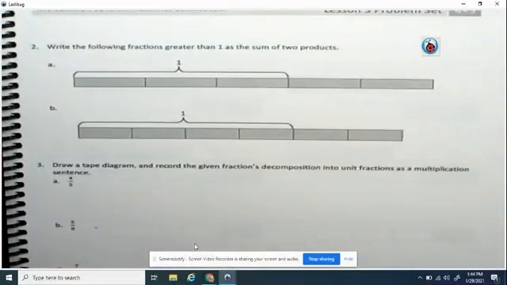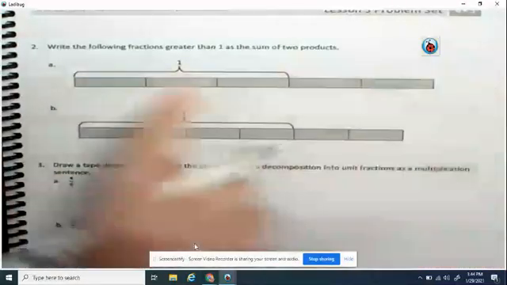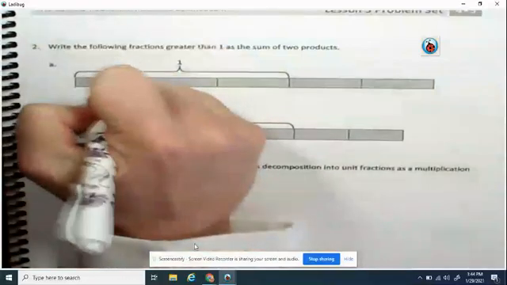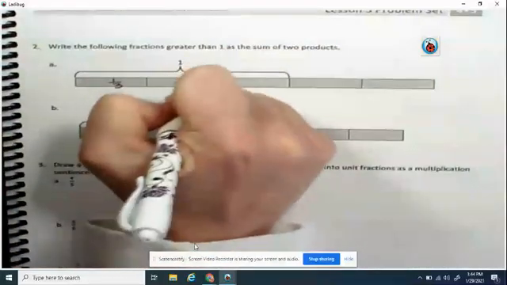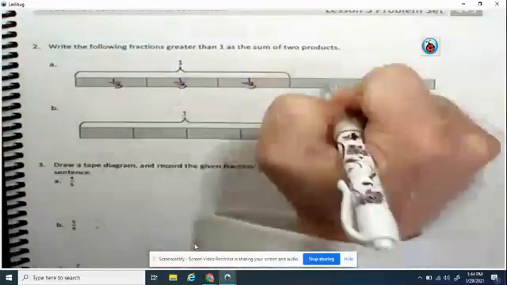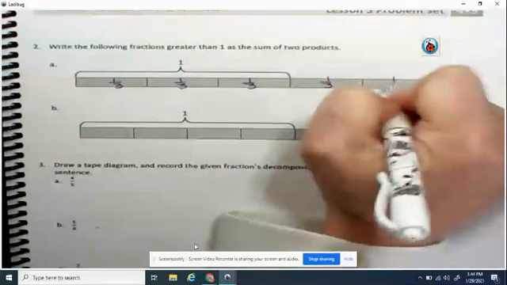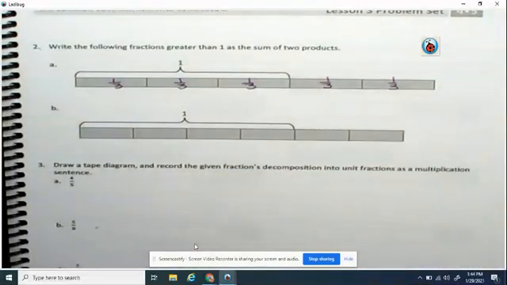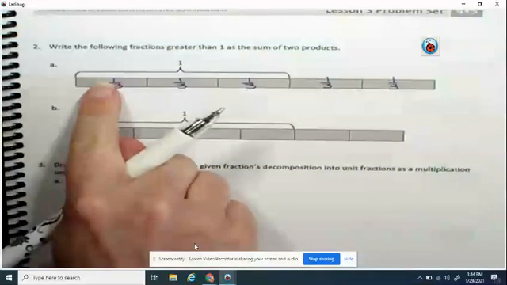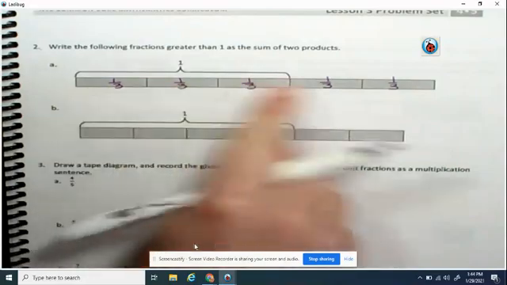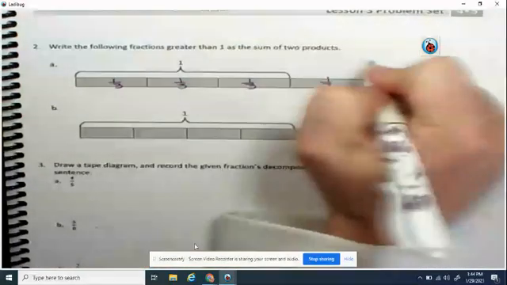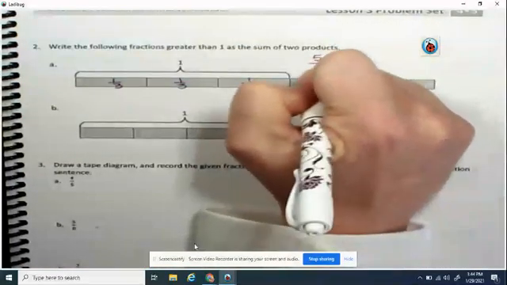Another one that's bigger than a whole. Okay, so in my whole, 1, 2, 3. So this would be 1/3 and 1/3 and 1/3 and 1/3 and 1/3. So in my whole, I have 1, 2, 3, and then 1/3, 1/3, 1/3, 1/3, 1/3. So I've got 1, 2, 3, 4, 5 thirds.